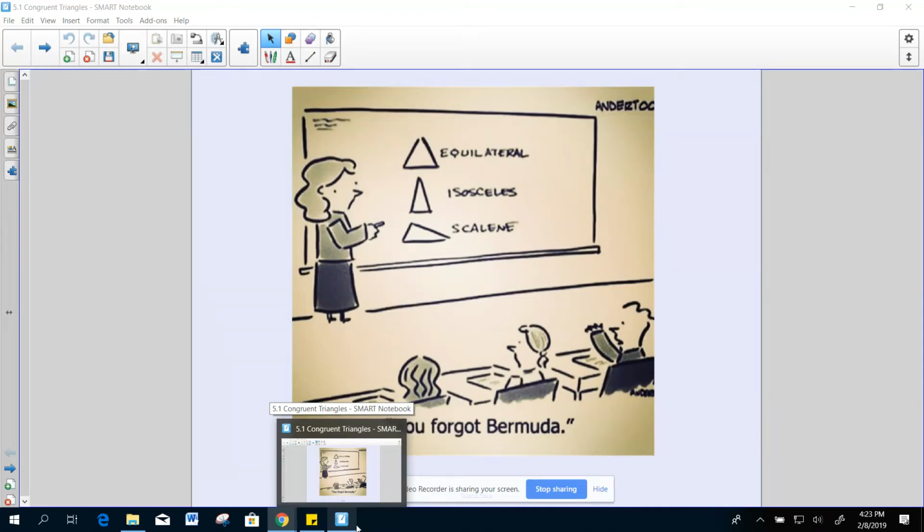Today we are going to do our unit on congruent triangles.